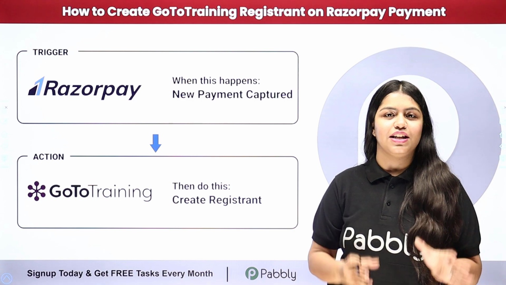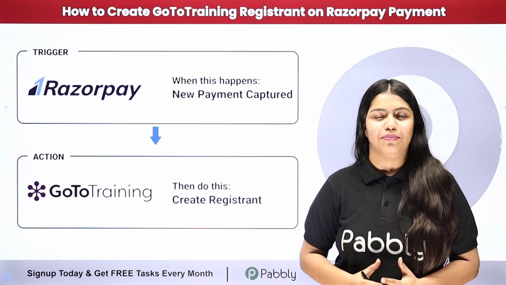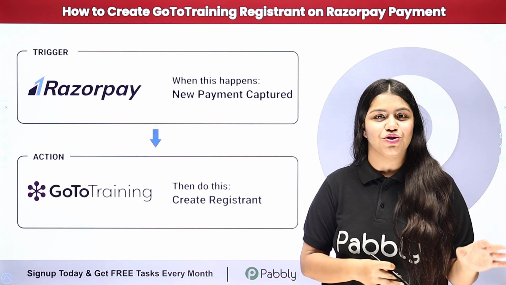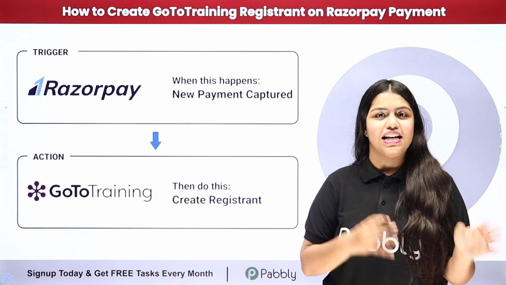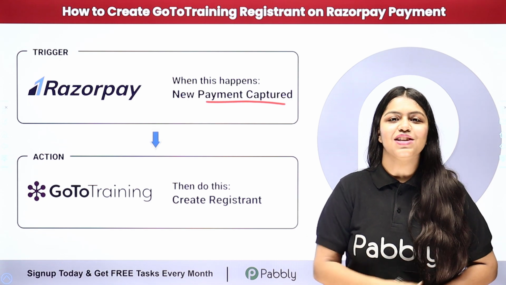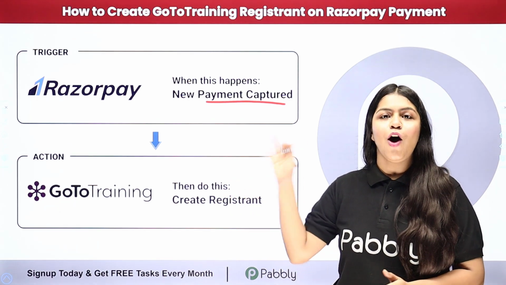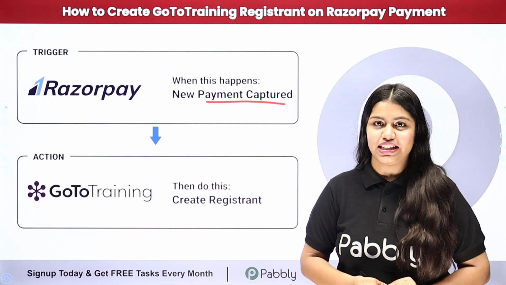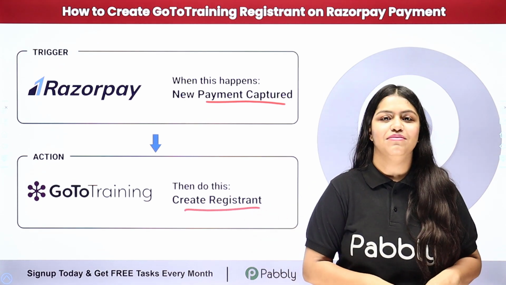So over here I'm running an edutech company and we regularly conduct training sessions, and we use Razorpay to collect the registrations of these training sessions. So now what I want is that as soon as a new payment is captured in my Razorpay account, which is as soon as someone registers for my training session with the help of Razorpay, automatically with the same details, a new registrant should be created in my GoToTraining account.